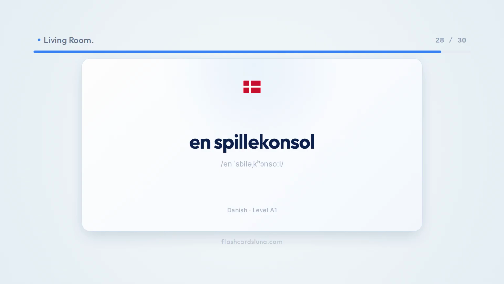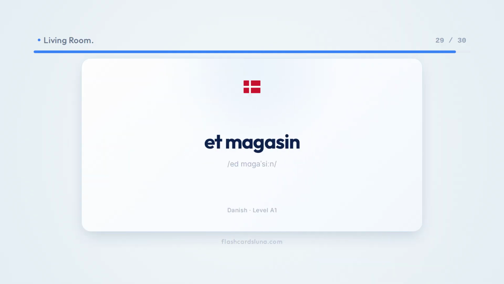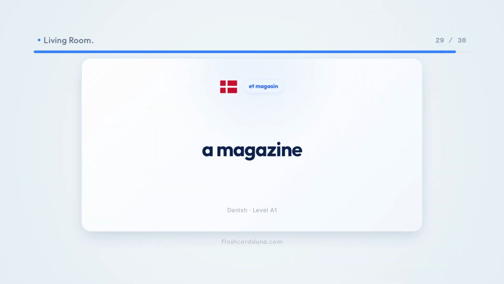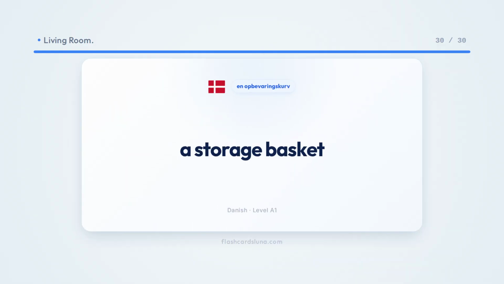En spillekonsol. A game console. Et magasin. A magazine. En opbevaringskurv. A storage basket.